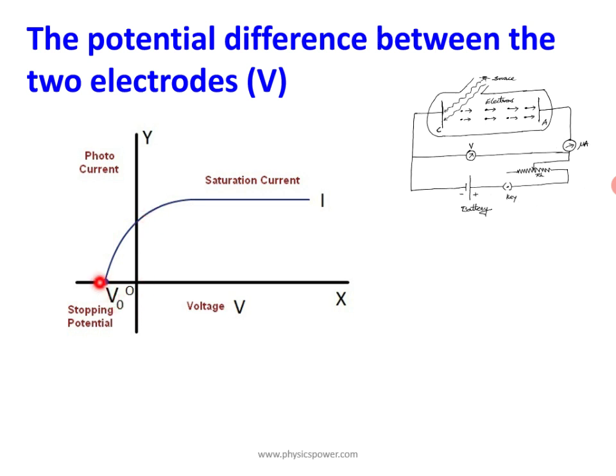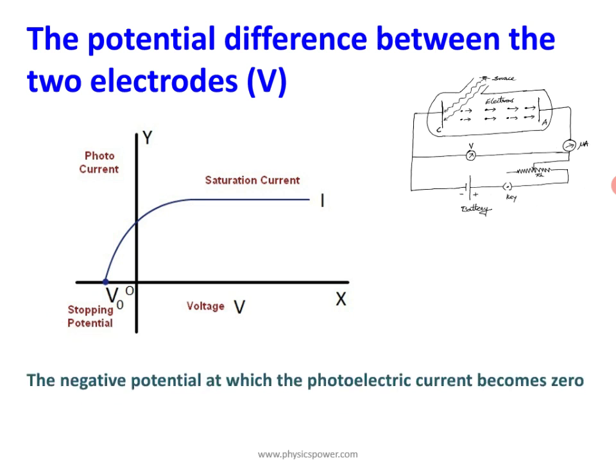See, on the y-axis the value is 0. So for a particular negative potential, the total photocurrent is 0, and that particular negative potential is called the stopping potential. As a definition: the negative potential at which the photocurrent becomes 0 is called the stopping potential. Next, so this is about potential. If you change the polarities, we can get this effect, as we discussed.